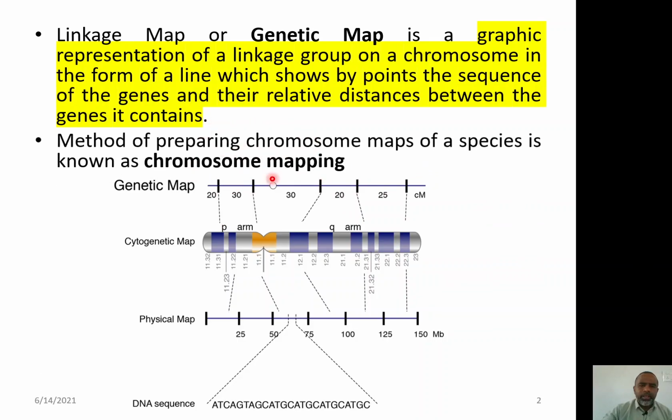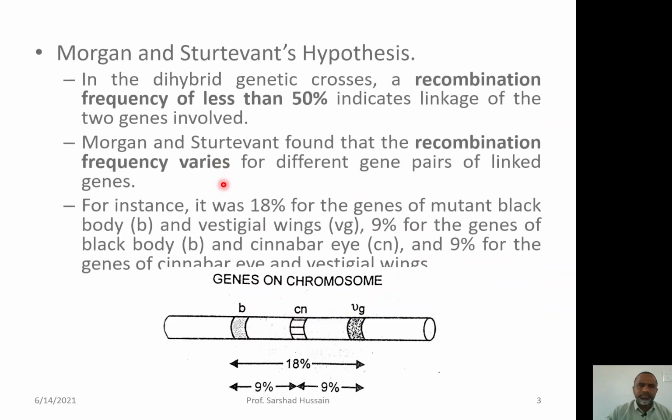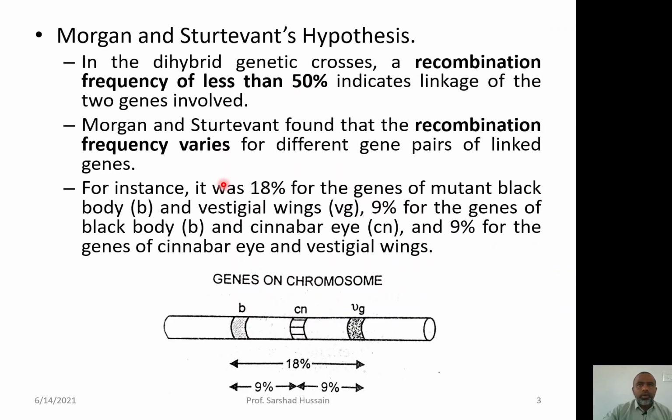These genetic maps are also called chromosome maps, because again they are the map of a chromosome showing the presence of genes in a sequence. So, the preparation of these chromosome maps of a species is also called chromosome mapping. For chromosome mapping or genetic mapping, Morgan and Sturtevant's hypothesis is very important. So, let us try to understand what it was.